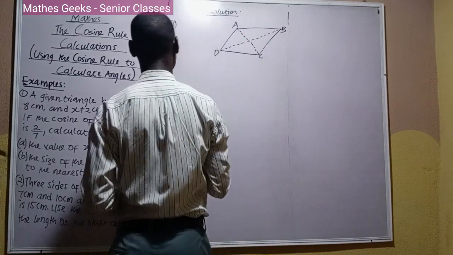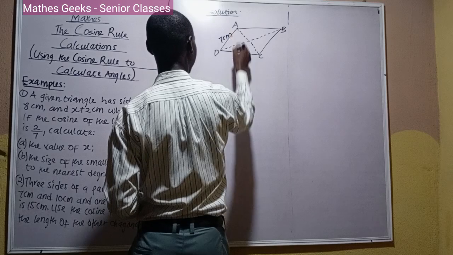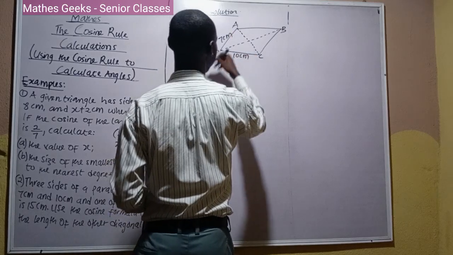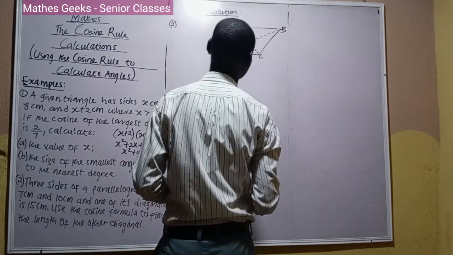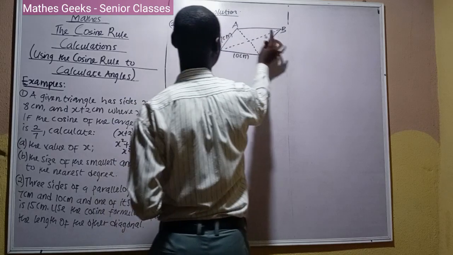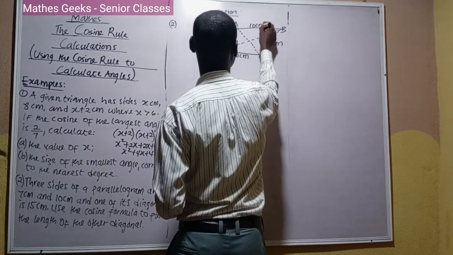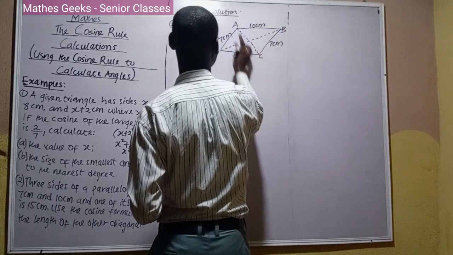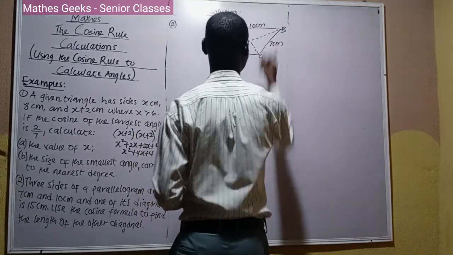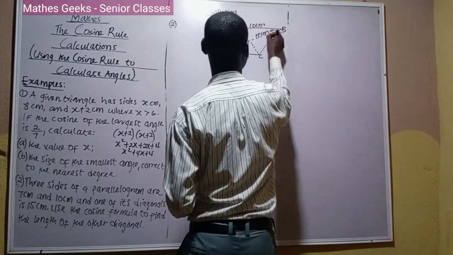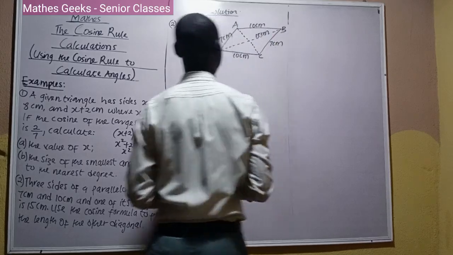Okay, so 7 cm, 10 cm. Opposite sides of a parallelogram are equal, so 7 cm here, also 7 cm. This 10 cm, so this part is 10 cm. This side is opposite this side. This side is opposite this side. And one of the diagonals is 15 cm. So BD is 15 cm.